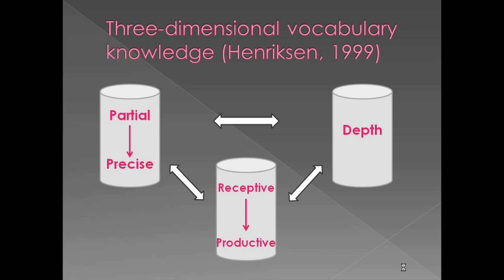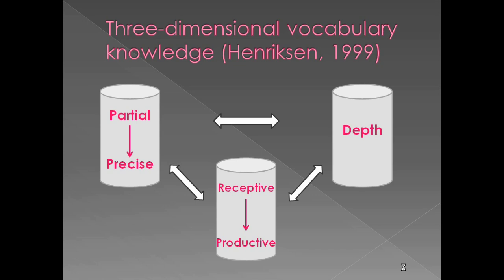The second approach is called the comprehensive approach, which considers depth of vocabulary knowledge as the subtotal of knowledge of many aspects of vocabulary. Nation in 2001 gave us a full list of vocabulary knowledge, for example, form, meaning, collocation, grammatical functions, and constraints on use. And the third dimension is receptive to productive vocabulary use.